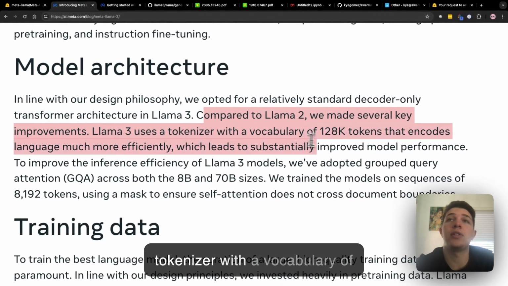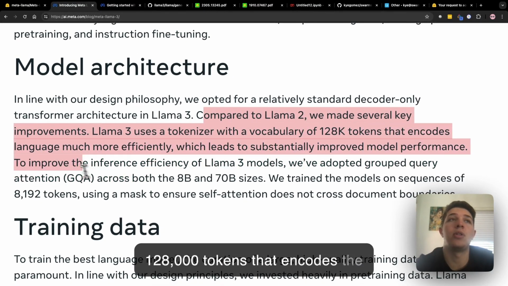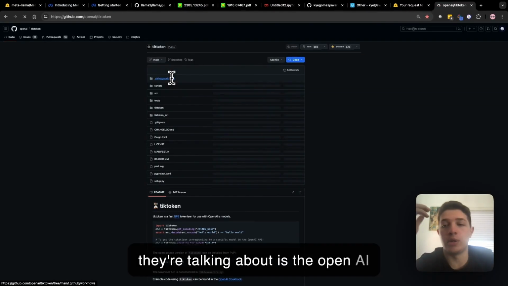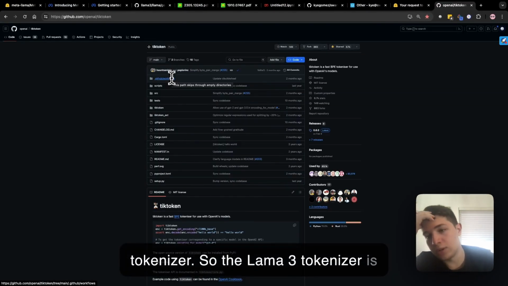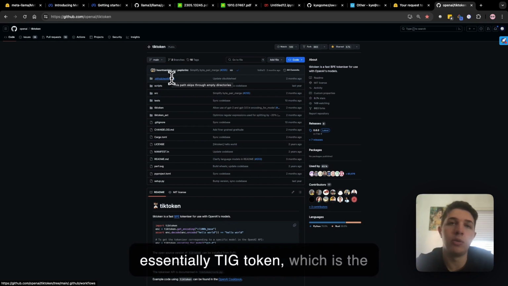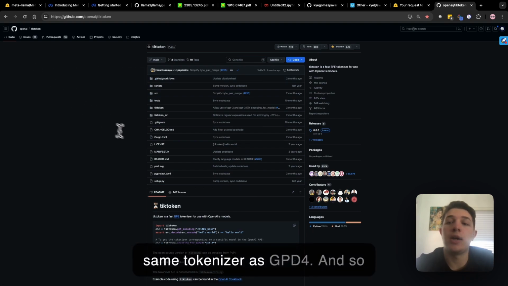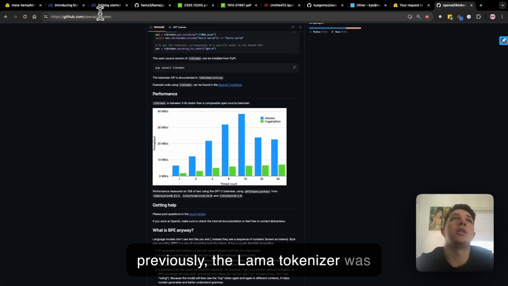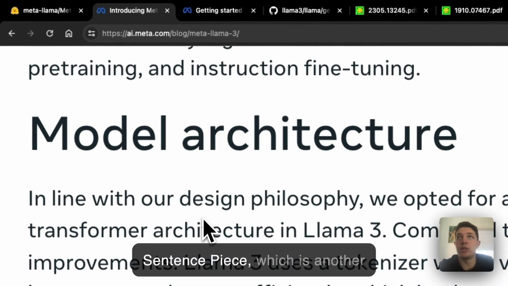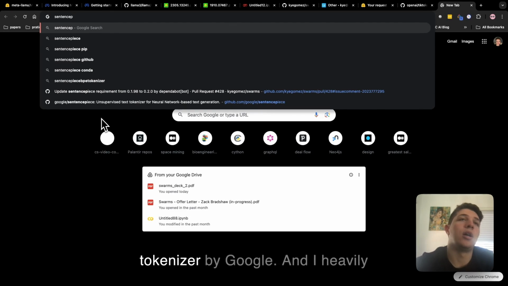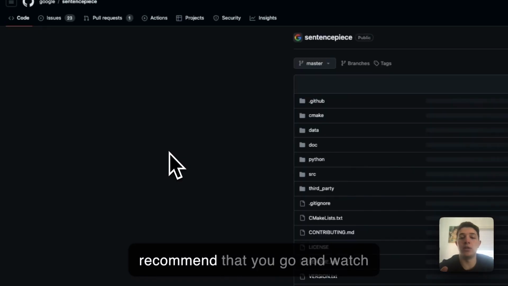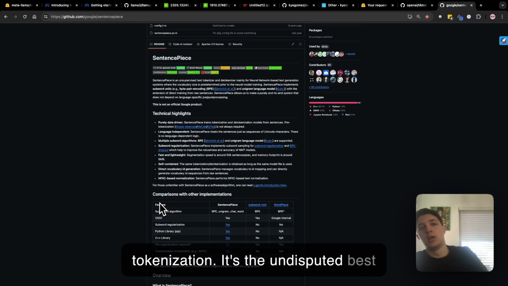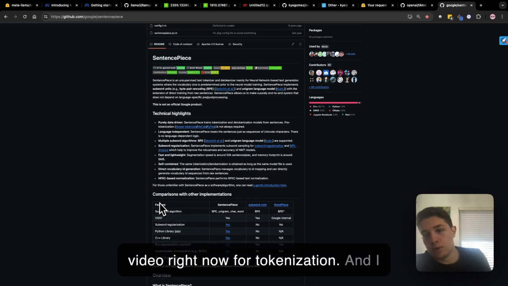Compared to Llama 2, it made several key improvements. Llama 3 uses a tokenizer with a vocabulary of 128,000 tokens that encodes language much more efficiently. What they're talking about is the OpenAI tokenizer. The Llama 3 tokenizer is essentially tiktoken, which is the same tokenizer as GPT-4. Previously, the Llama tokenizer was SentencePiece, which is another tokenizer by Google. I heavily recommend that you go and watch Andrej Karpathy's video on tokenization. It's the undisputed best video right now for tokenization.